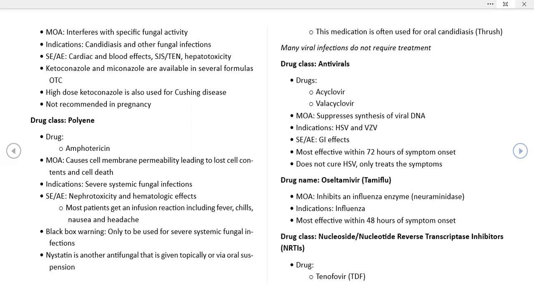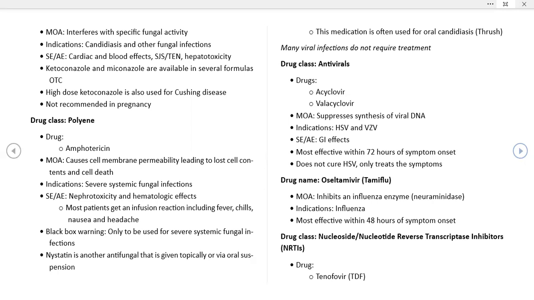We have a joke in infectious disease that you take this medication, your infection will go away in 7 days, or you cannot take it and it'll go away in a week. It's the same thing. Next, drug class, we have antivirals. So the drugs over here are acyclovir, valacyclovir. The mechanism of action is that it suppresses synthesis of viral DNA. So these antivirals, don't get yourself confused. This is not for the common cold or for influenza. This is specifically for herpes, for varicella.